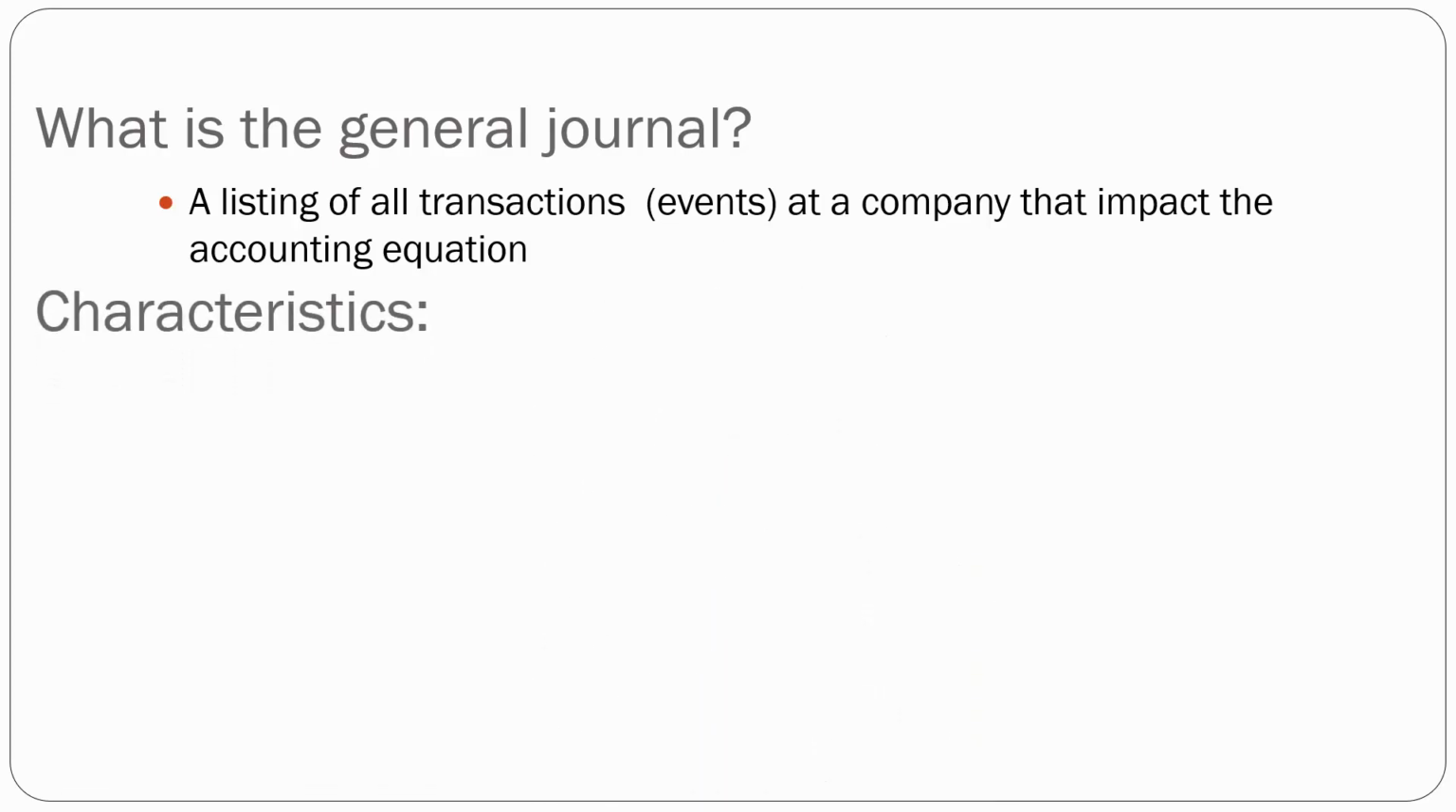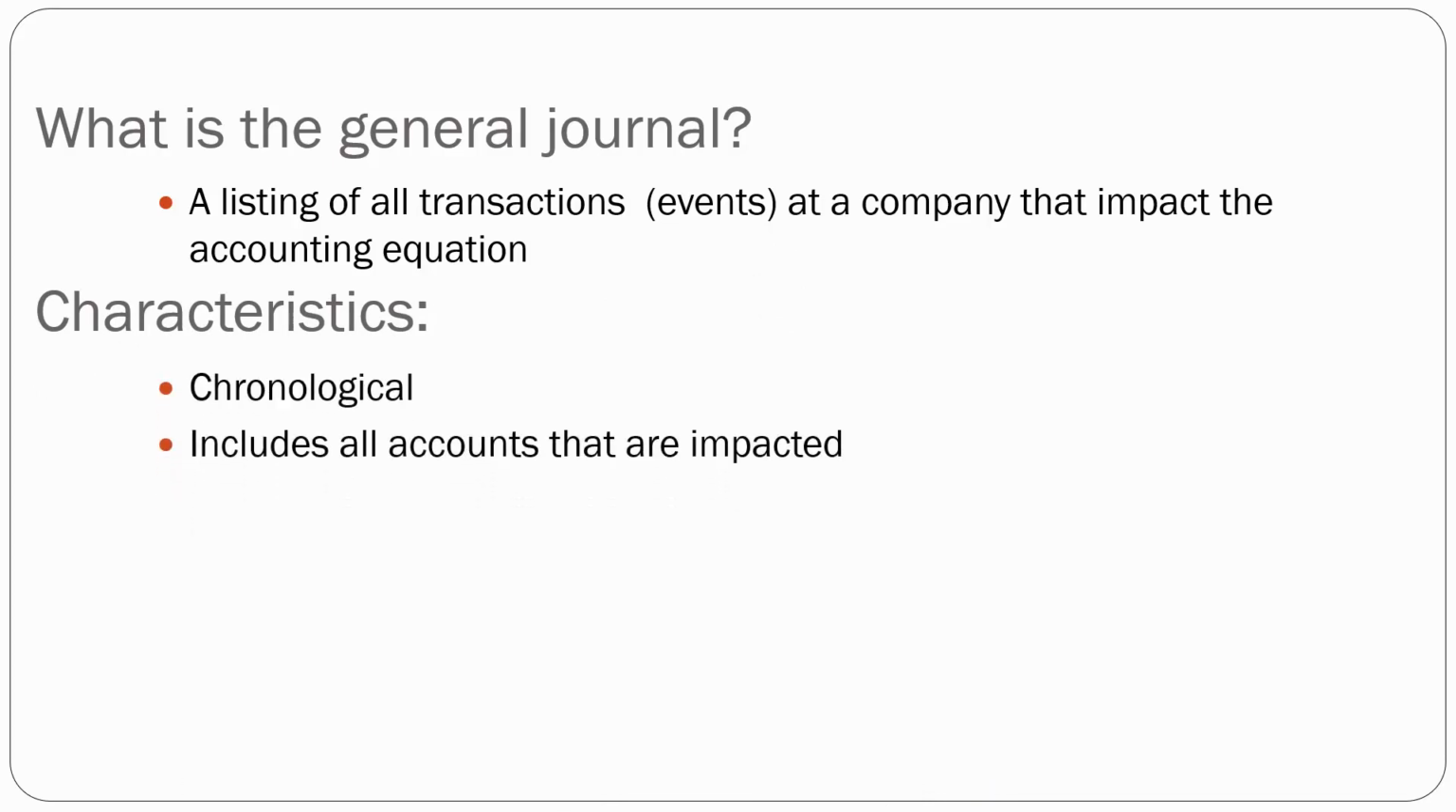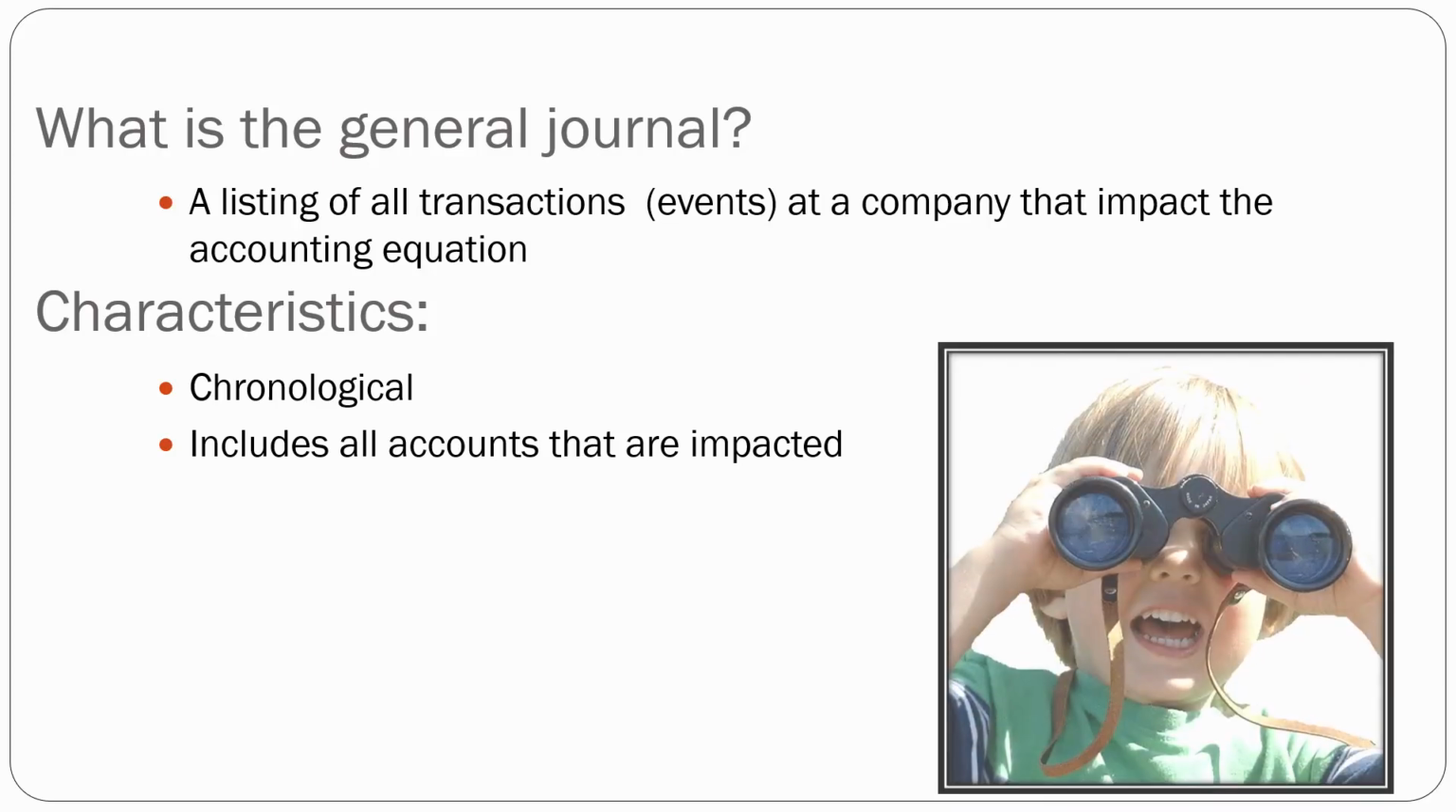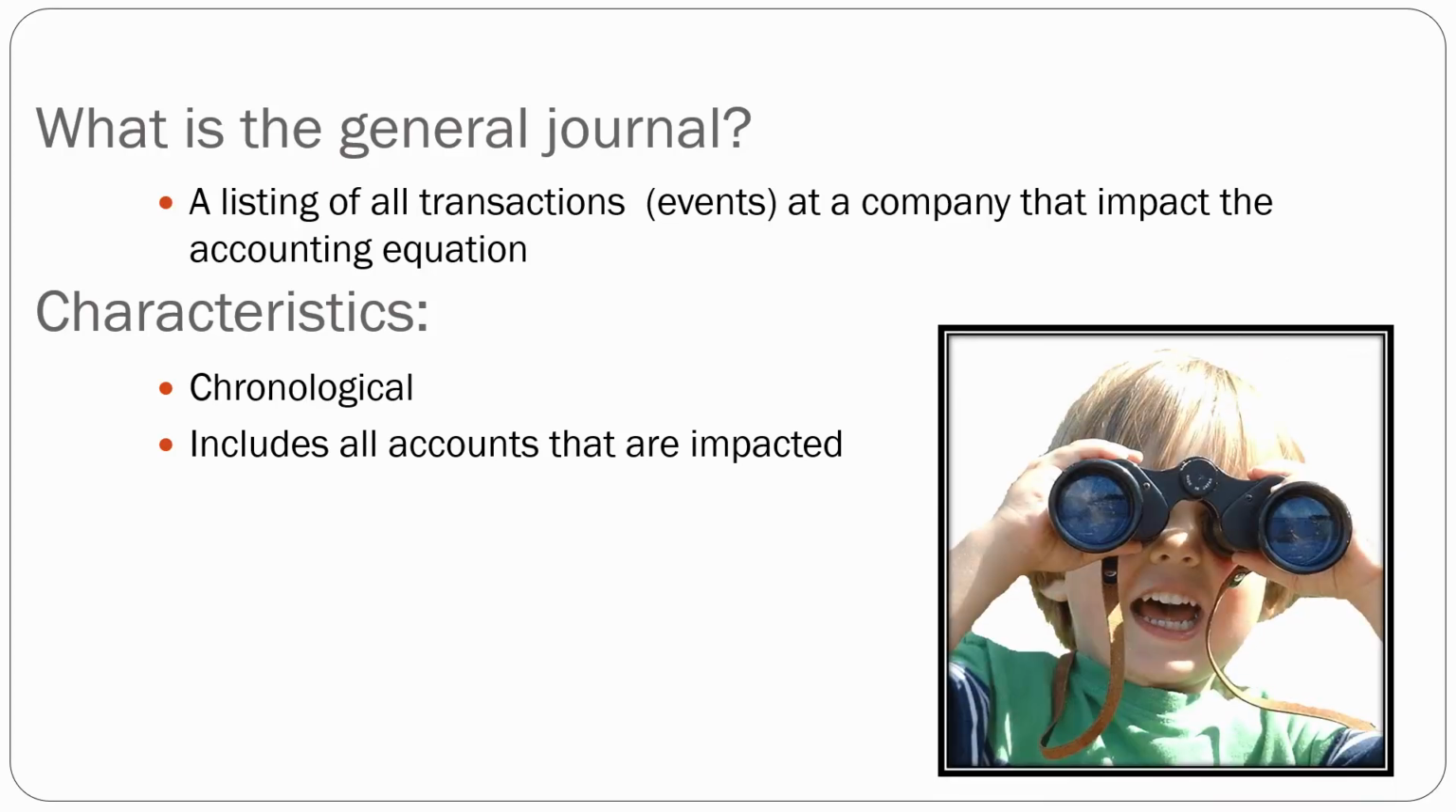So when we're looking at the general journal, some characteristics that you'll see is that all of the events or transactions are listed in chronological order. That means they're ordered by date. And then when you're looking at the journal, you can see all the accounts that are impacted in that certain event or transaction. What it does is it allows you to see the whole effect of that transaction.